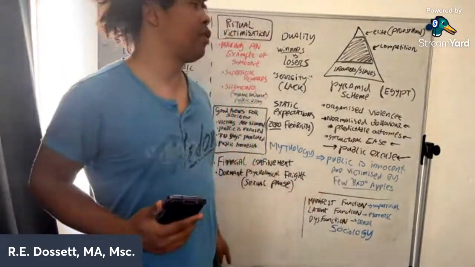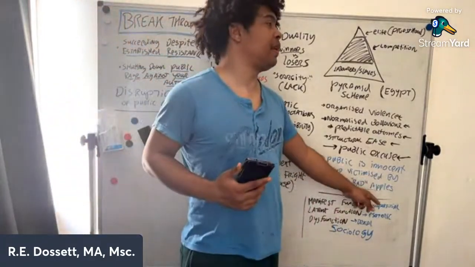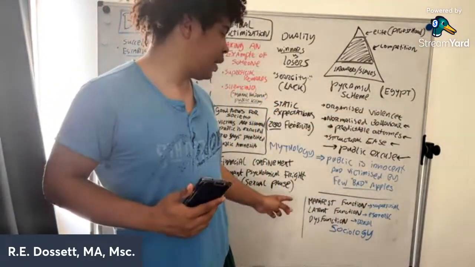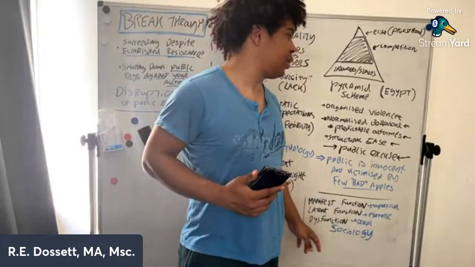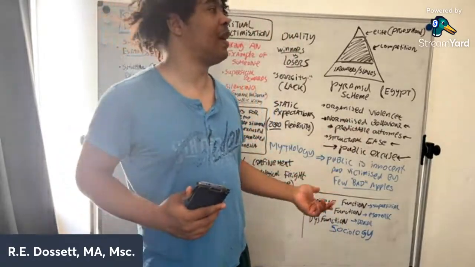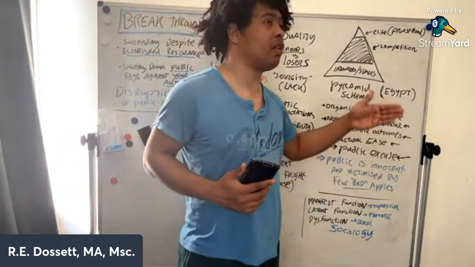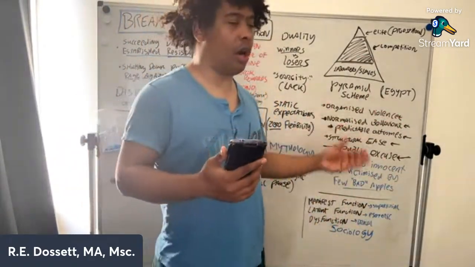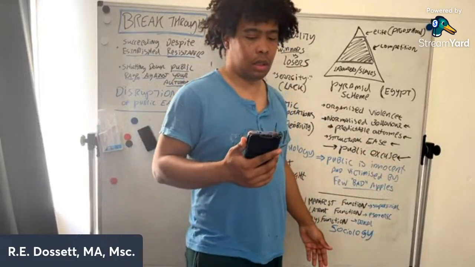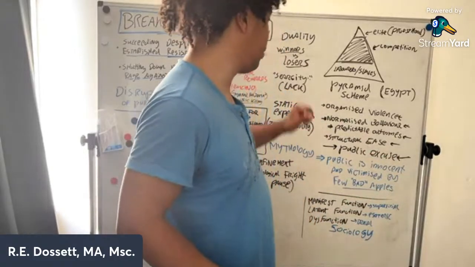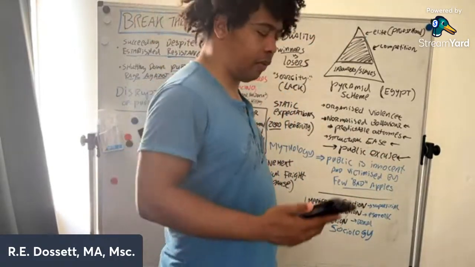A manifest function is a superficial explanation why something is happening in society. The latent function is a side effect, or sometimes the true reason why that thing is there, and this function sometimes simply doesn't work properly. And it causes harm to the community in the long run. All right?